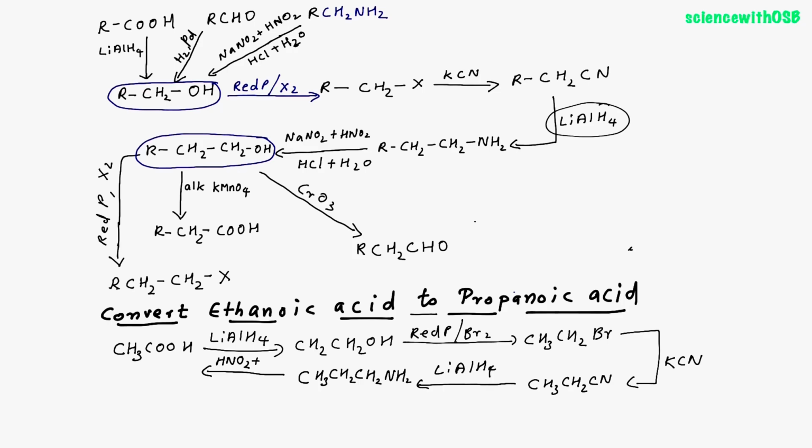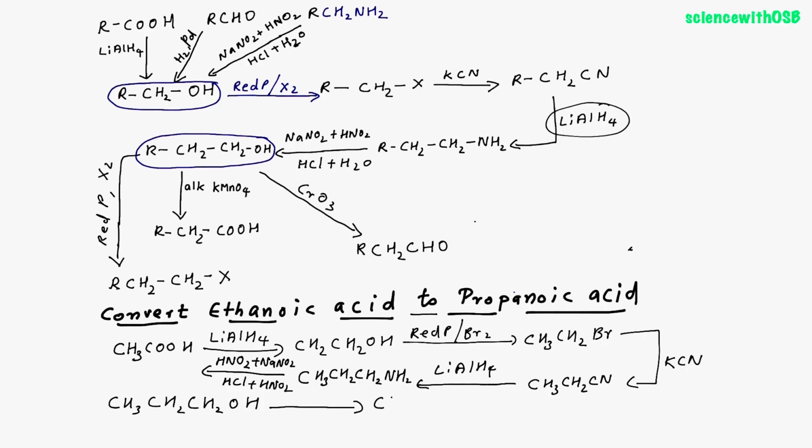HNO2 plus NaNO2 and HCl plus HNO2. And what are you getting? You will be getting CH3CH2CH2OH. And what is the last step? You have to add alkaline KMnO4. You are getting the higher homologue of carboxylic acid.